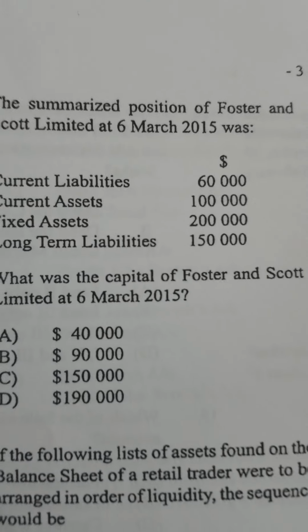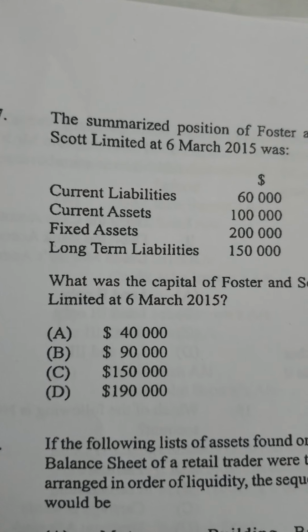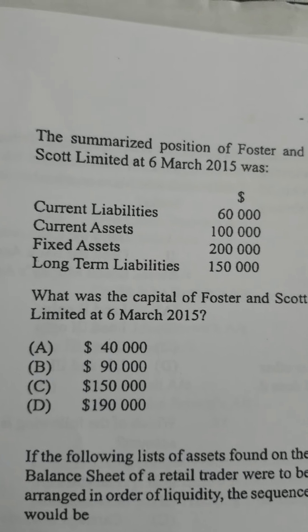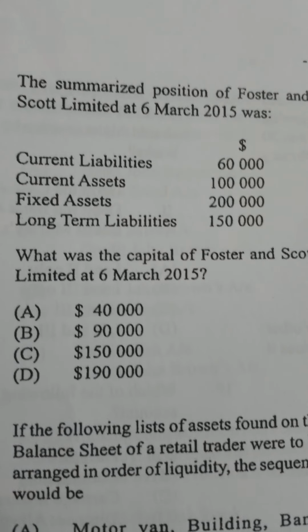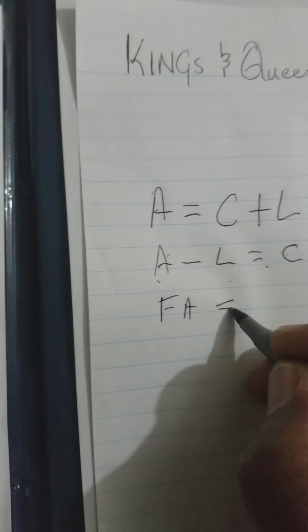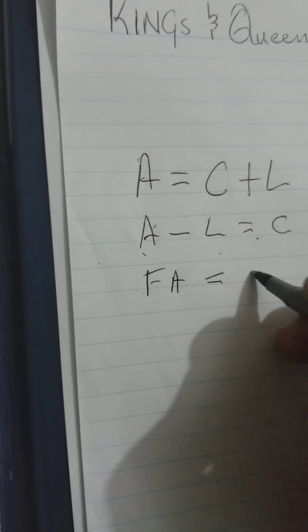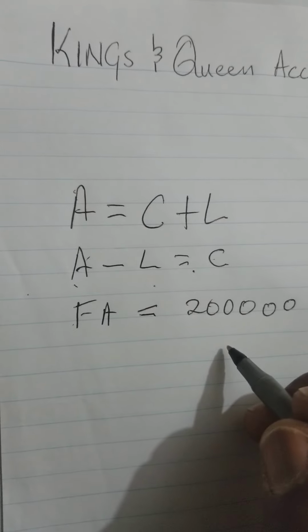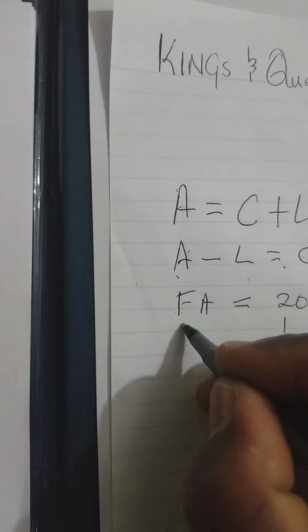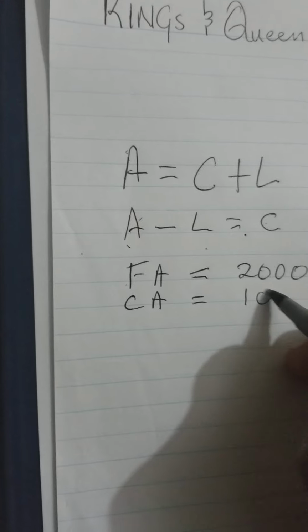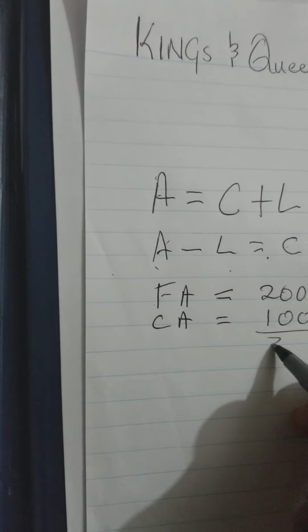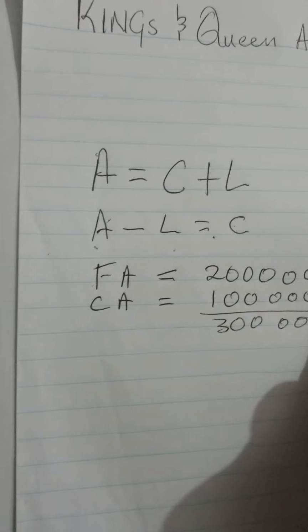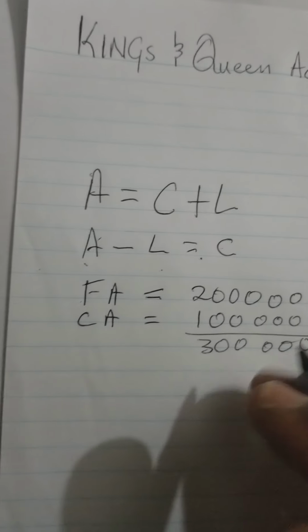So let's look at what they have given to us. They have given us the current liability and the long-term liability, and they've given us a fixed asset and the current asset. So let's add all our assets. The fixed asset is 200,000, and the current asset is 100,000. So our total would be 300,000 for the assets.